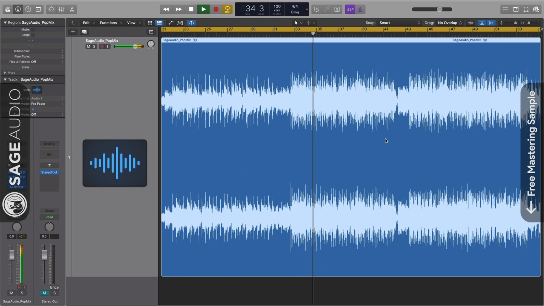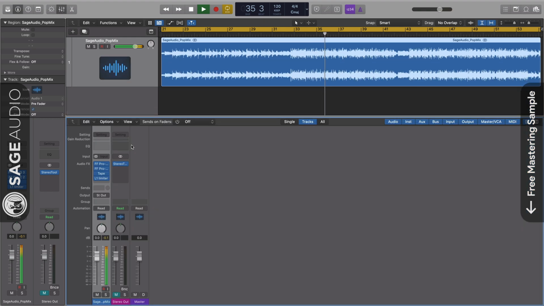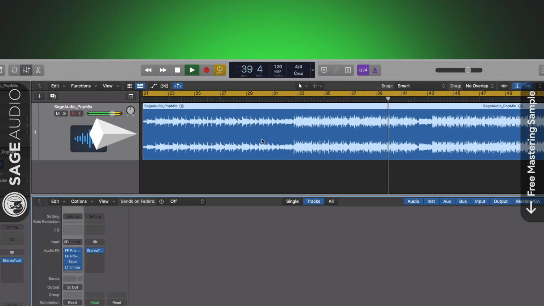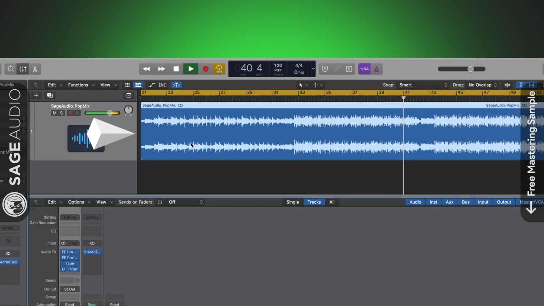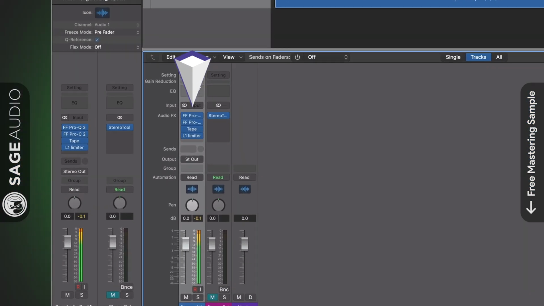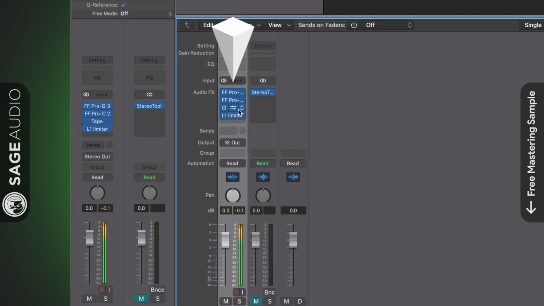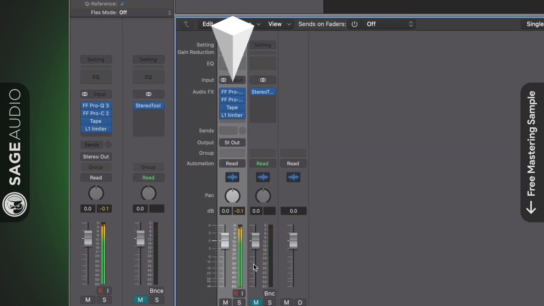Before you begin to master a song, it's important to understand the basics of signal flow in the DAW with which you're working. For example, in Logic Pro X and most popular DAWs, the clip or track itself is the beginning of the signal. The signal then travels top down through the channel strip, starting with the plugins in the order that they're inserted, then the sends, and then to the output.